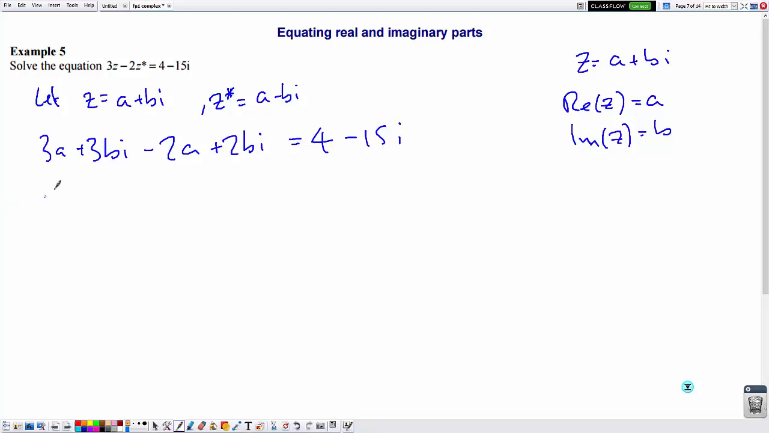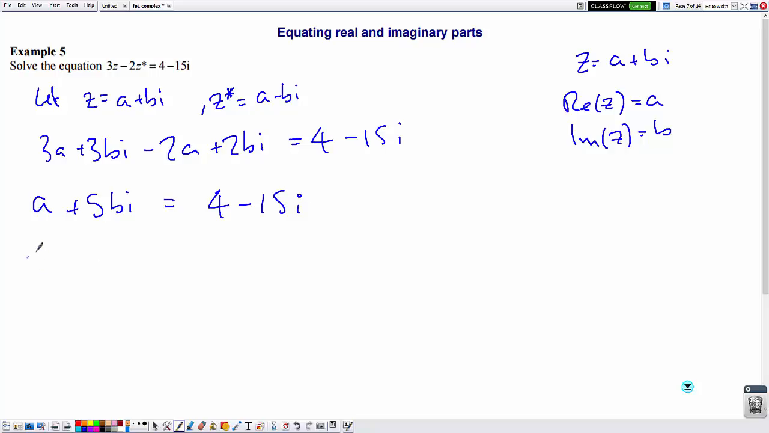Let's gather terms here. So let's gather my real parts and imaginary parts, the bits with the i's and the bits without the i's. So I've got 3a minus 2a, so that's just a. And I've got 3bi plus 2bi, so that's 5bi. So I've got a plus 5bi, and that's equal to 4 minus 15i.